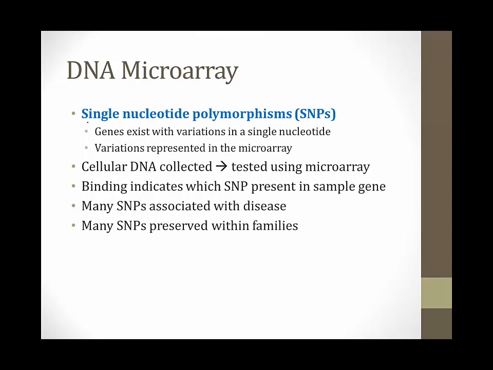Many genes display what's known as single nucleotide polymorphisms, or SNPs. This means that the genes exist with variations in a single nucleotide, and all the different variations can be represented in the microarray, and therefore you can identify the SNP in a particular individual gene by using microarray testing. The way this is done is, once again, cellular DNA is collected and tested using a microarray. Depending on which probes in the microarray bind the DNA, this tells you which SNP is present in the sample gene, and this can be used in many different circumstances. There are many SNPs that are associated with disease. Also, many SNPs are preserved within families, so individuals with the same SNPs are likely derived from the same family.